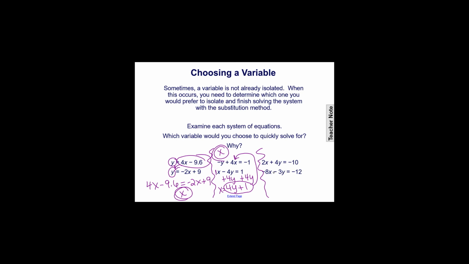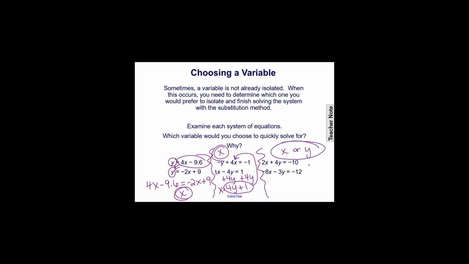Here, thinking of the coefficients, none of these variables have a coefficient of 1 like that middle system had, and they would all take at least 2 steps to solve for the variable. So in this system, there's not really a clear-cut answer of which variable you can quickly solve for. I would say this one is really based on opinion. It could be x or y.